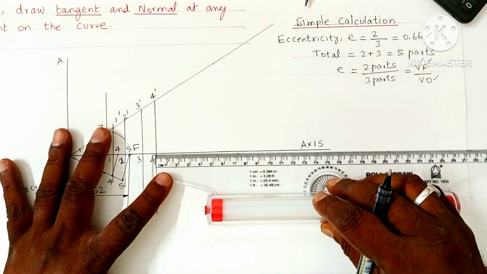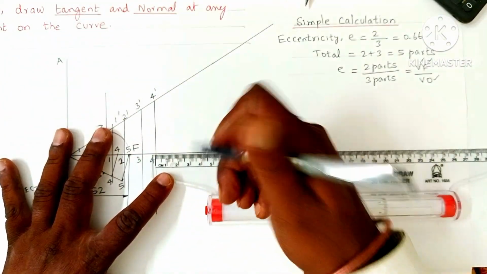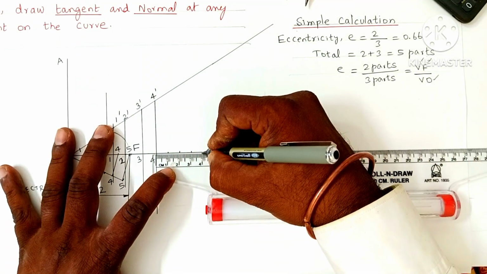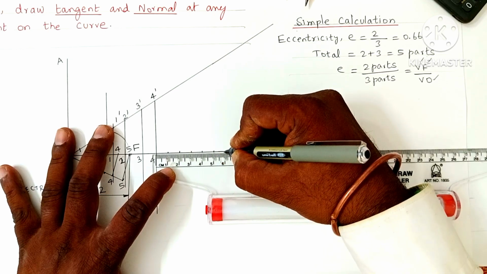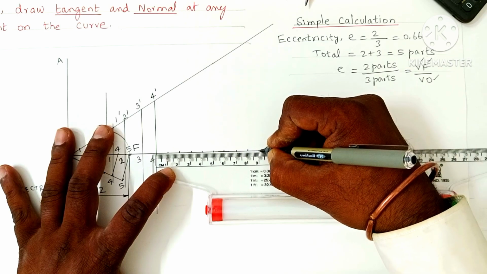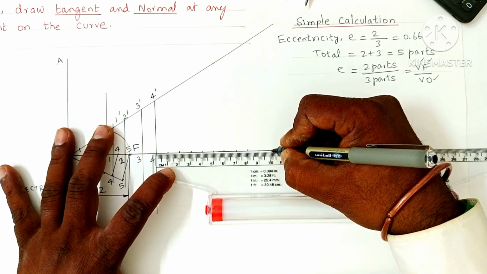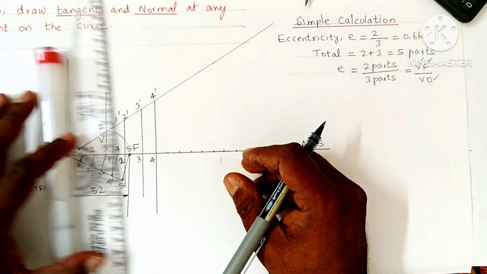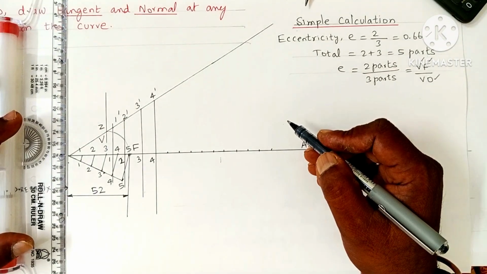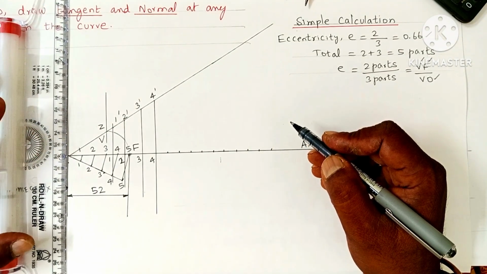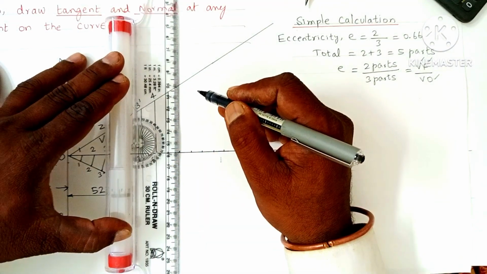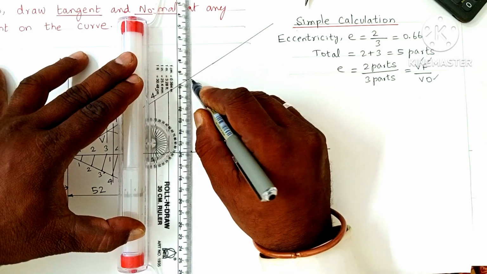Like that you mark several vertical lines. Before that, let me take a 1 centimeter gap between the vertical lines. On the axis, mark a 10 mm gap. You can maintain a uniform or non-uniform gap; your answer will not change. Where you have marked, draw vertical lines parallel to the directrix. Align your scale parallel to the directrix and draw several vertical lines wherever you marked. Extend the lines below the axis also, like this.